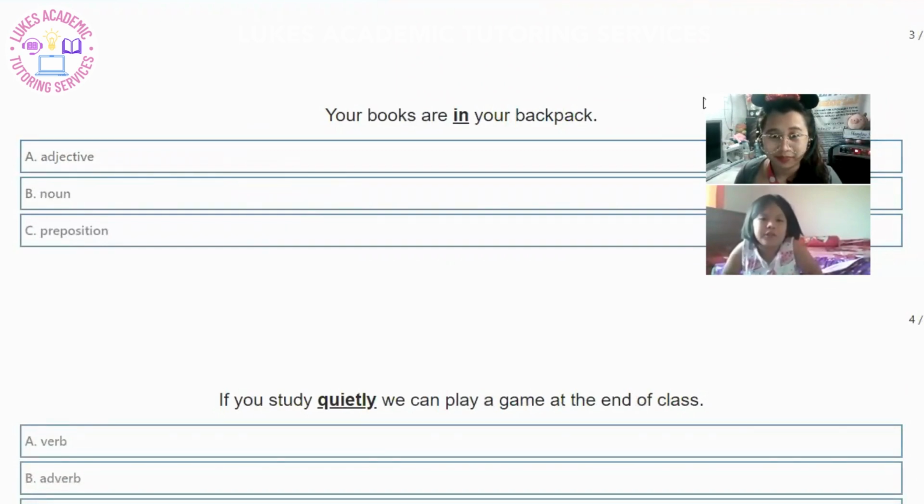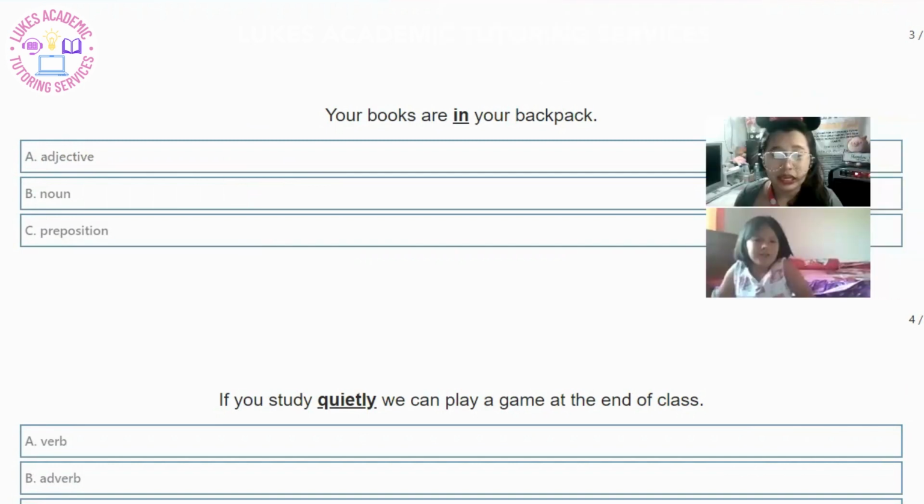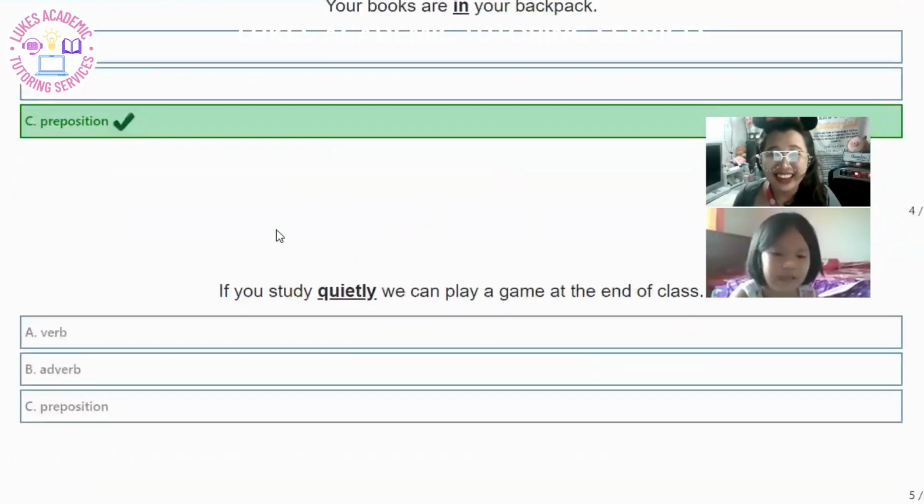Number 3. Please read the sentence. Your books are in your backpack. A, adjective, B, noun, or C, preposition? Oh, preposition. Well, let's see. Correct again.